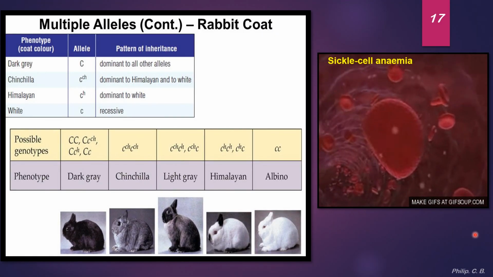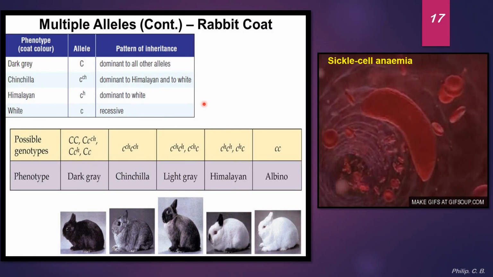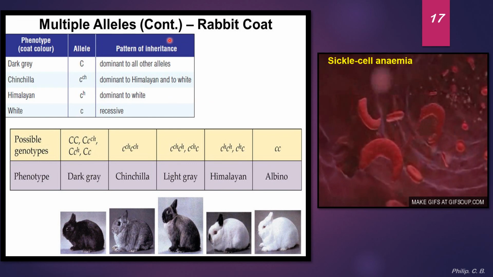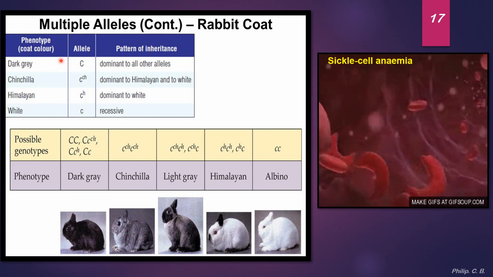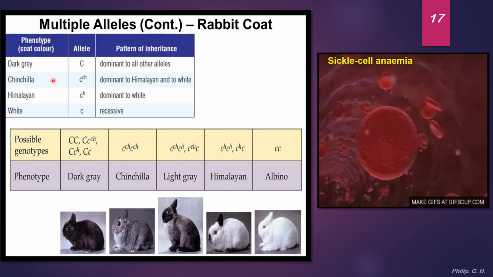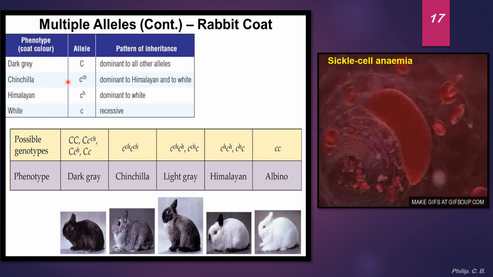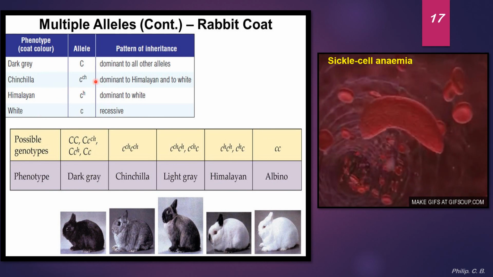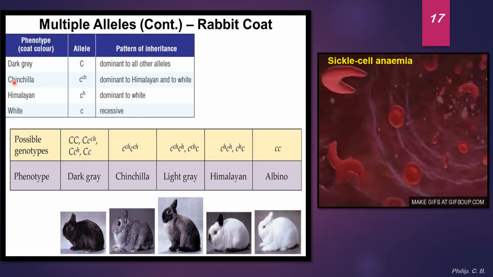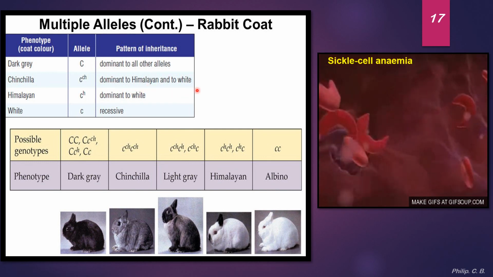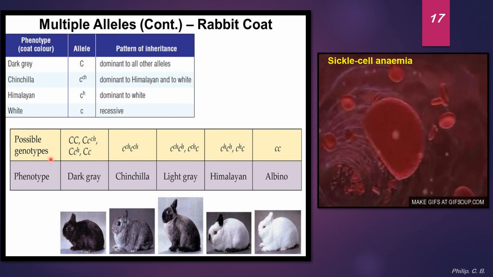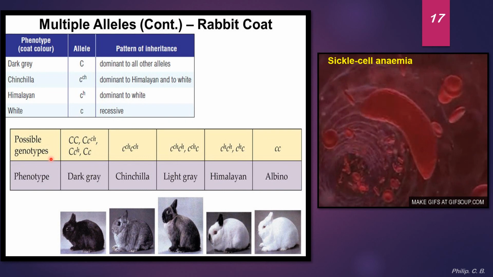Now moving further, imagine another example for you to understand, which is out of the textbook: multiple alleles in the case of rabbit coat color. The phenotypes are dark grey, chinchilla, Himalayan, and white, with alleles given as capital C, c-ch, c-h, and small c. Dark grey is dominant to all other alleles, chinchilla is dominant to Himalayan and white, Himalayan is dominant to white, and white is recessive.